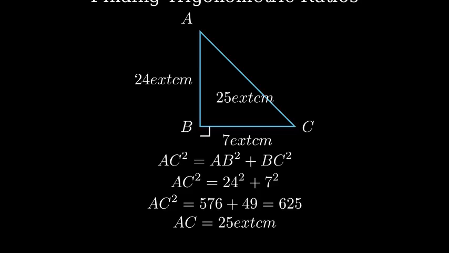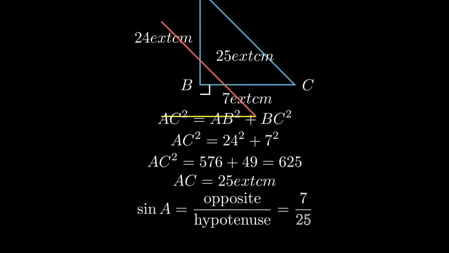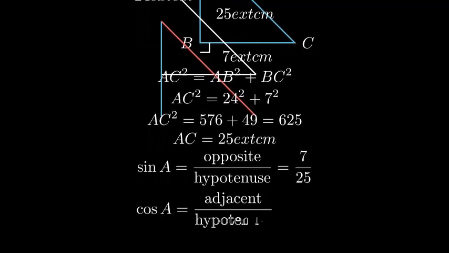Now, let's find sine A and cosine A. For angle A, the opposite side is BC, which is 7 centimeters, and the hypotenuse is AC, which is 25 centimeters. So sine A equals 7 over 25. For cosine A, we use the adjacent side AB, which is 24 centimeters, over the hypotenuse of 25 centimeters.